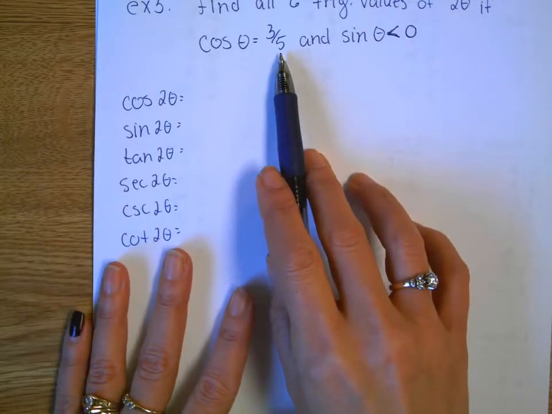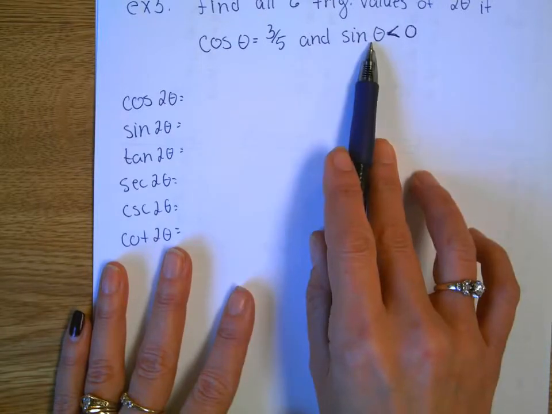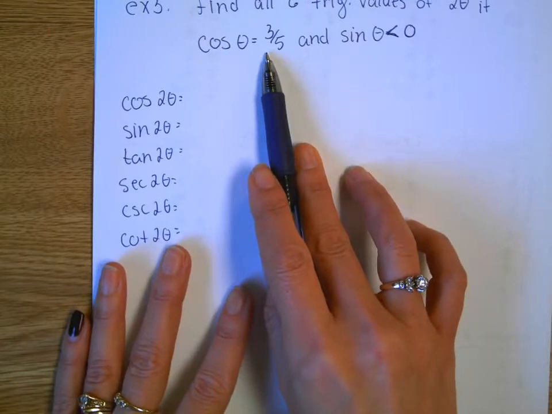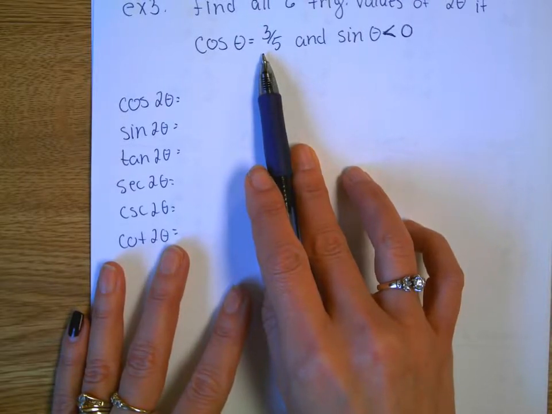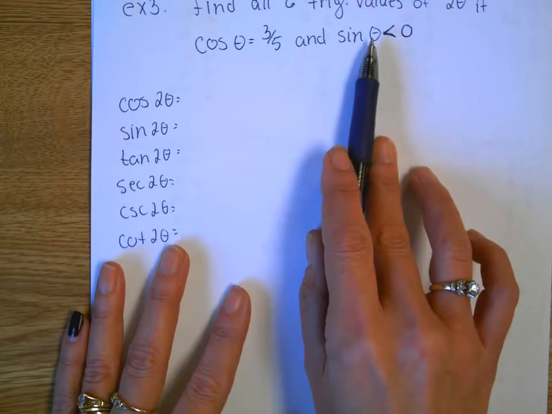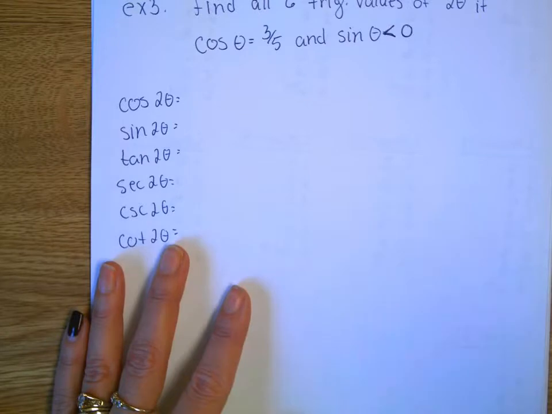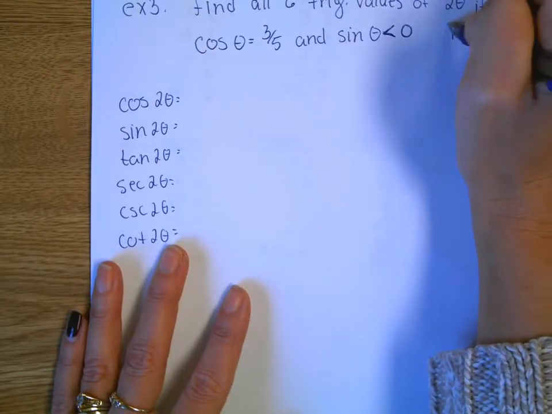The only thing is I did not tell you which quadrant, but can you figure it out? Sine's negative, cosine's positive. Where's theta? Sine's attached to the y value. Where's the y negative? Down, so it's either 3 or 4. Where's cosine positive? Cosine's attached to x. 4. So we are in quadrant 4.